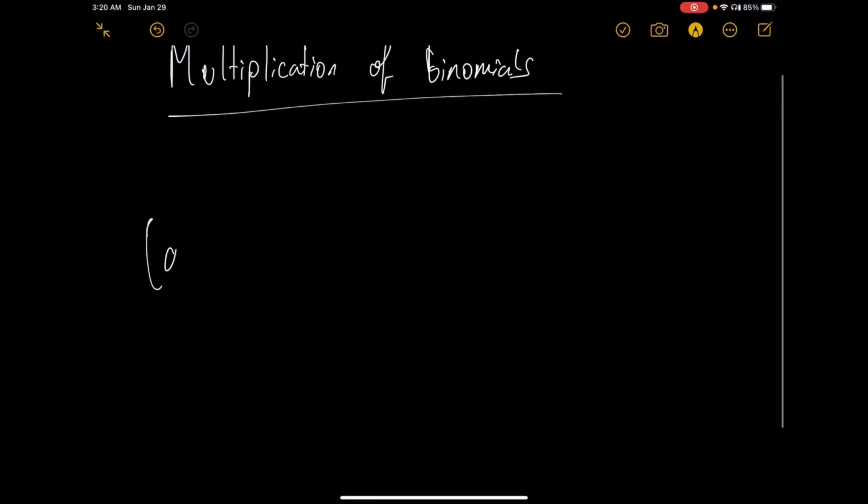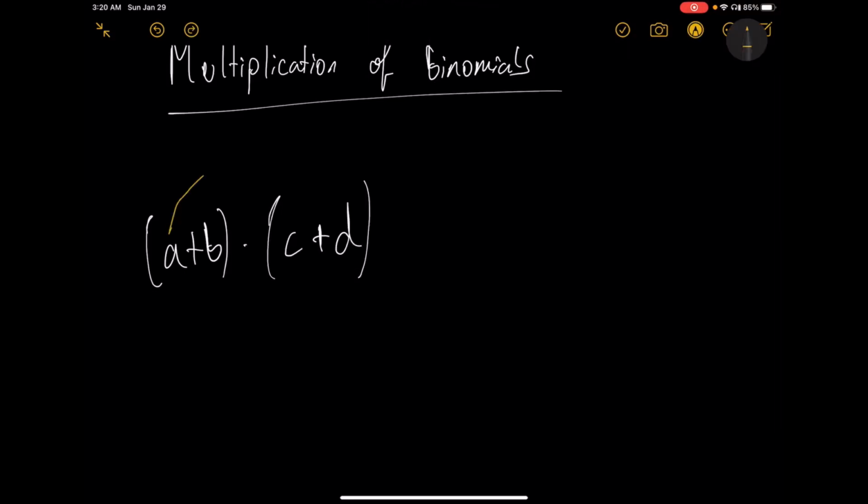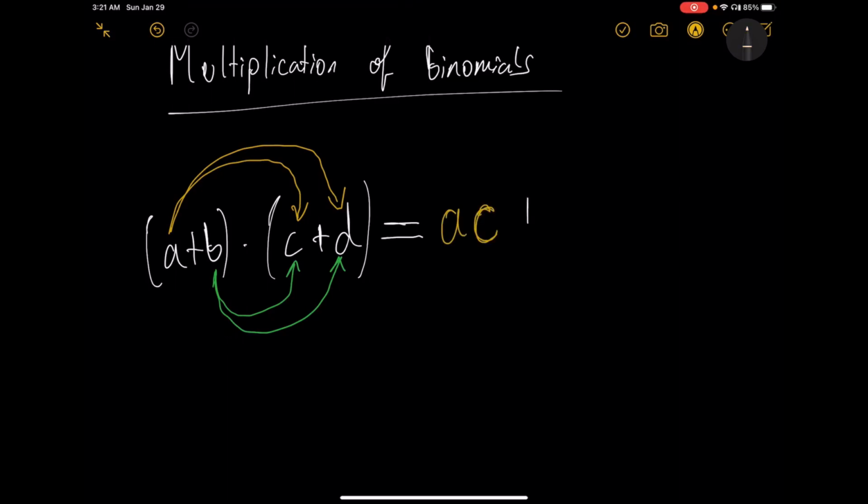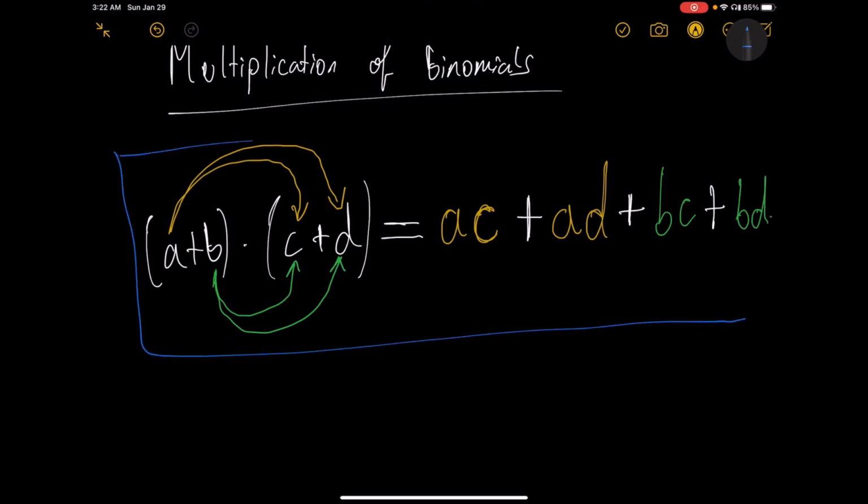For example, if we are given a plus b times c plus d, we multiply a with c, then a with d, plus b with c, and b with d. This is equal to a times c plus a times d plus b times c plus b times d. Okay, this is how we multiply binomials.